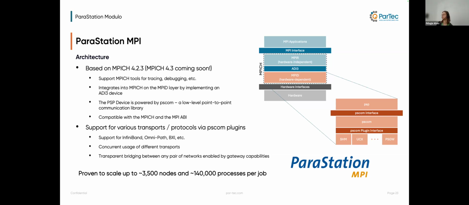Does anyone else have a question for Simon? Okay, I personally have one. Did you develop some special feature for the EUPEX project in ParaStation?